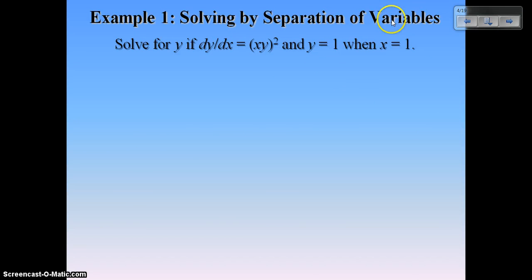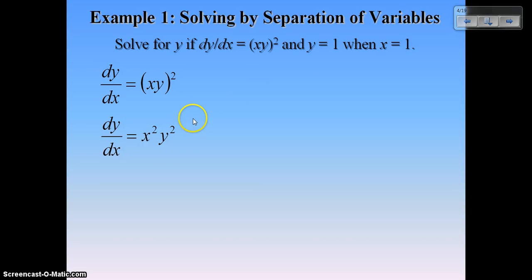Alright, solving by separation of variables. We look at this dy/dx equals xy squared, and you'll notice we have an initial condition here, so we'll actually get the c value at the end. Let's go ahead and take care of this square. Let's get rid of those parentheses: x squared, y squared.